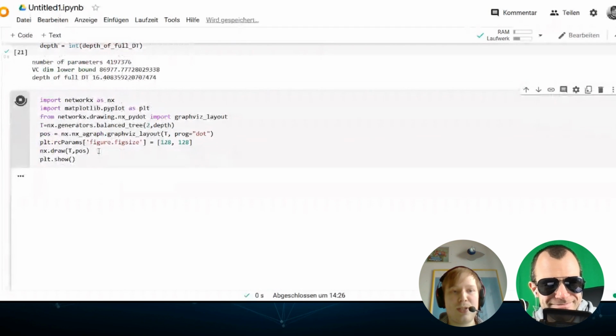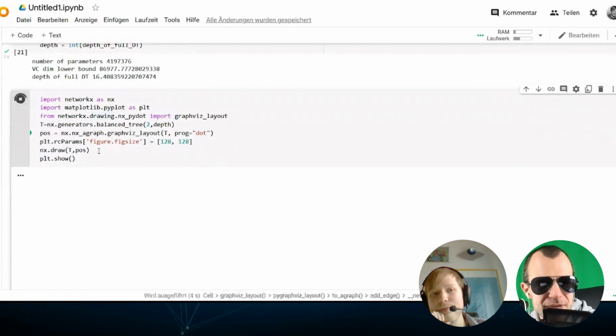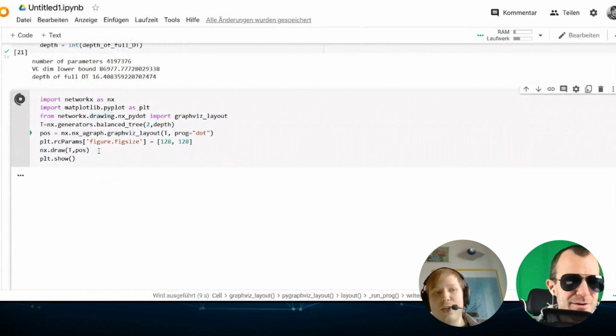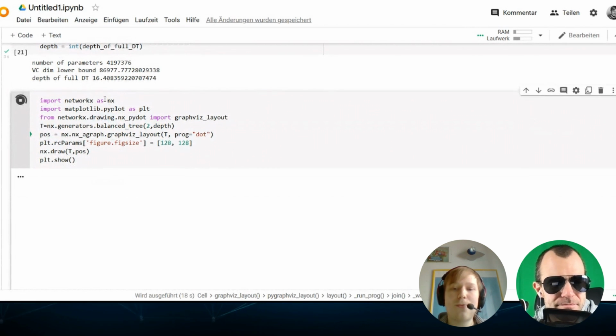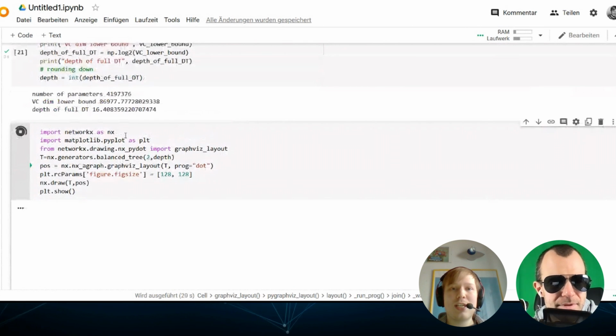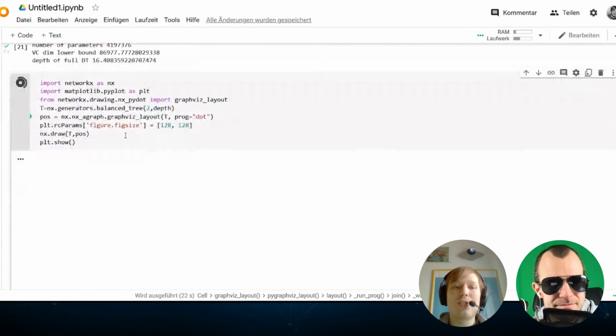I mean, 16 doesn't seem that much, but this is essentially an exponent. It is a giant number. Yeah, we have 2 to the power 16. Again, I'm rounding the depth down. 2 to the power 16 different regions, which is going to crush most algorithms.